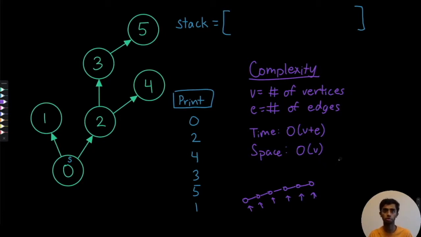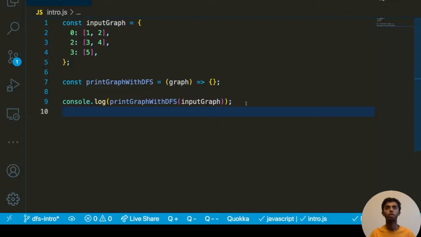That's all for the approach. Let's go ahead and switch over to the implementation. Now, let's see an example of how to execute a DFS in JavaScript. To get us started, I have an input graph that's the same one we saw in the approach.